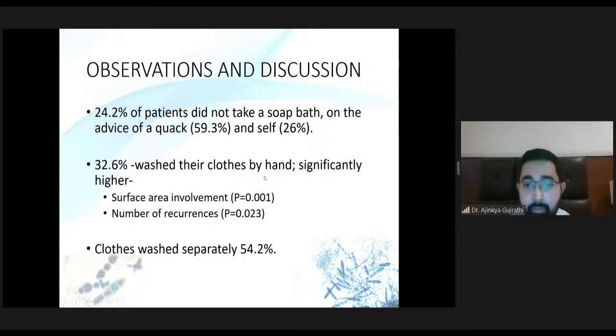The possible reason for this is that when patients wash their clothes by hand, the contact period of the cloth with the detergent is significantly lower, because the average cycle for a washing machine lasts about 10 to 21 minutes. When it comes to hand washing, if the person barely reaches 5 minutes before washing off the detergent, this could be a possible factor.